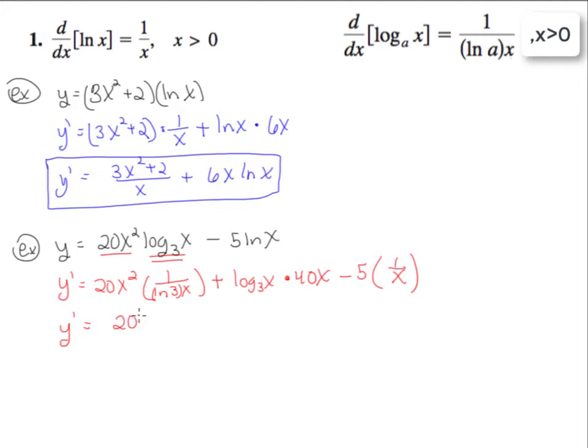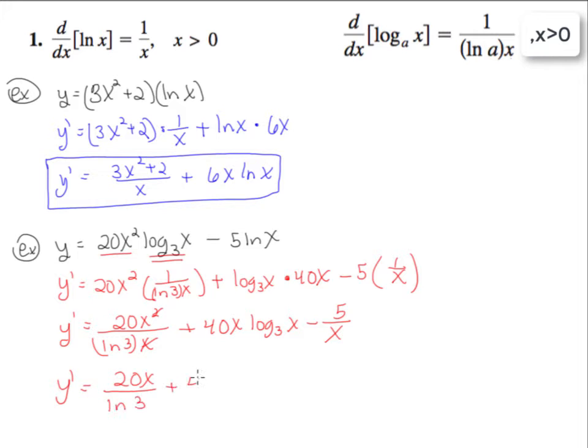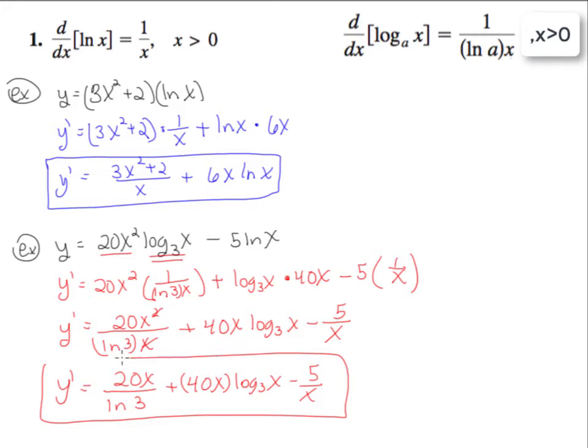Using my rules of algebra, I'll simplify this down to 20x squared over the natural log of 3 times x plus 40x times log base 3 of x minus 5 over x. And I can do one more thing. On the first fraction, I can simplify the x out. And this would be our derivative of y.